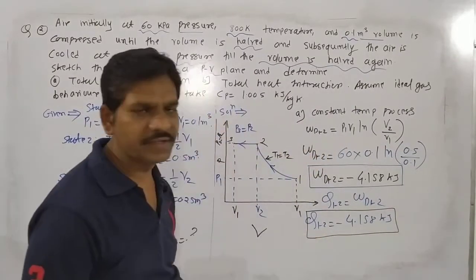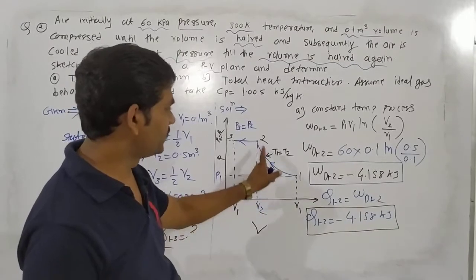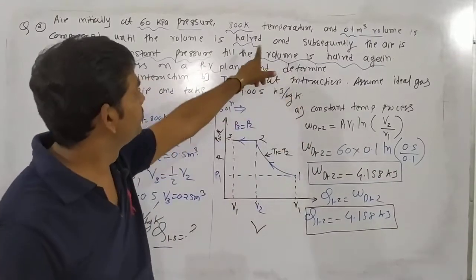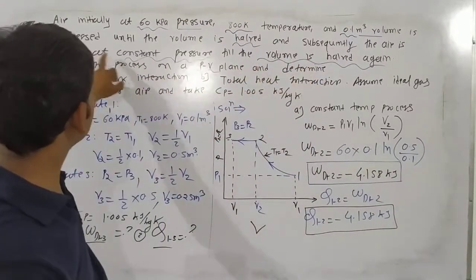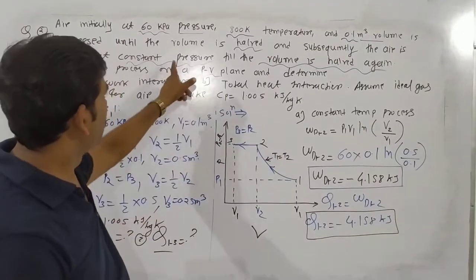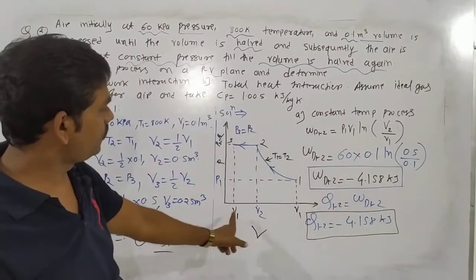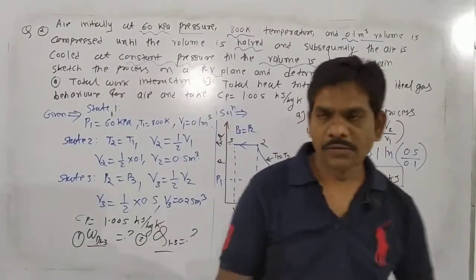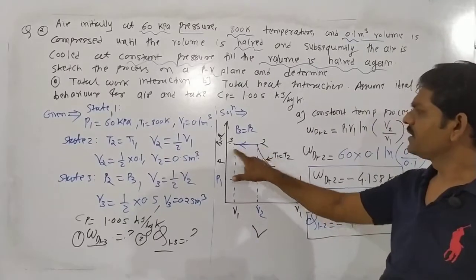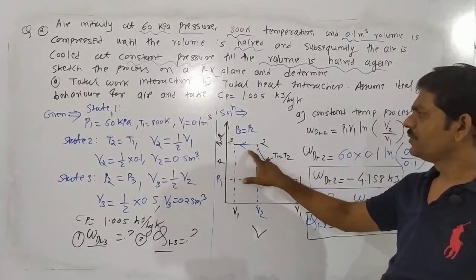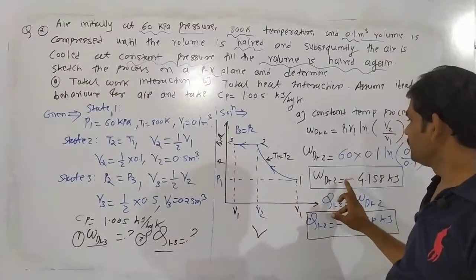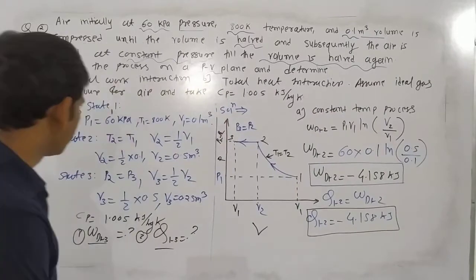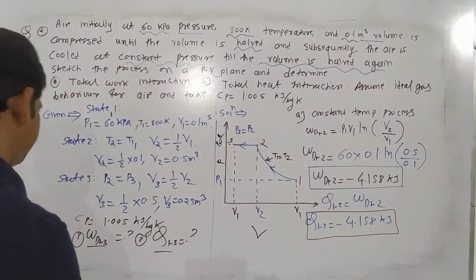This is the heat transfer in which process? Constant temperature process, guys. And subsequently the air is cooled at a constant pressure till the volume is held again, and sketch the process on the PV diagram. So our second process is the constant pressure process. In it, once again we determine the work done and the heat transfer. So I erase this portion.